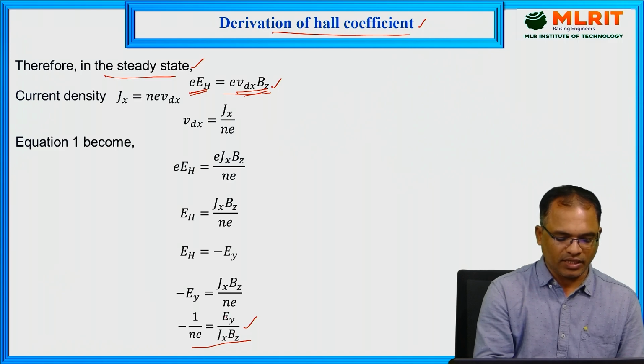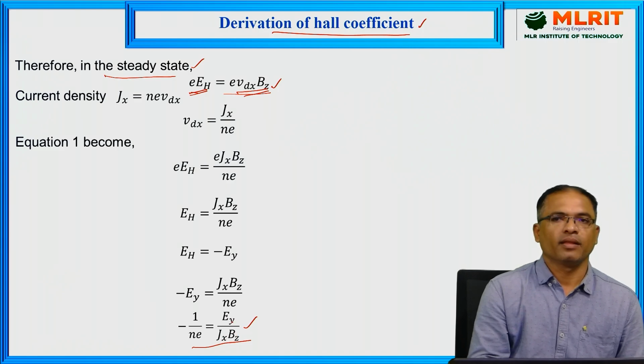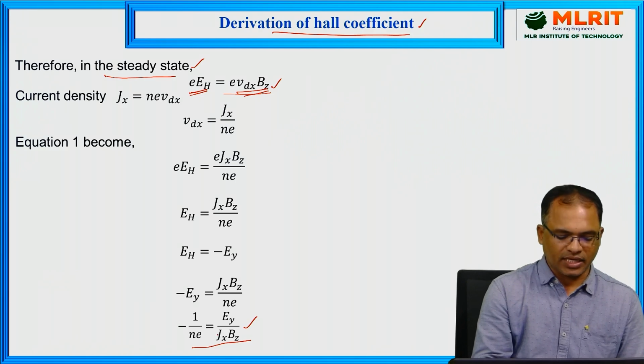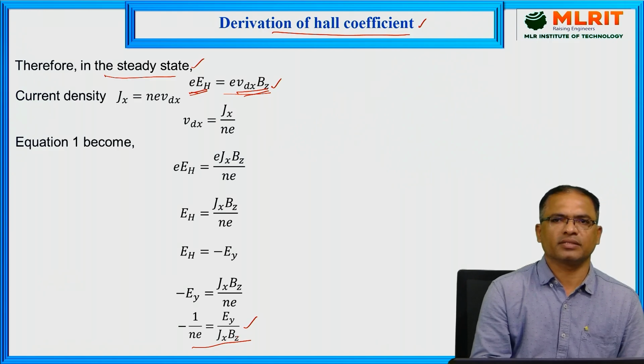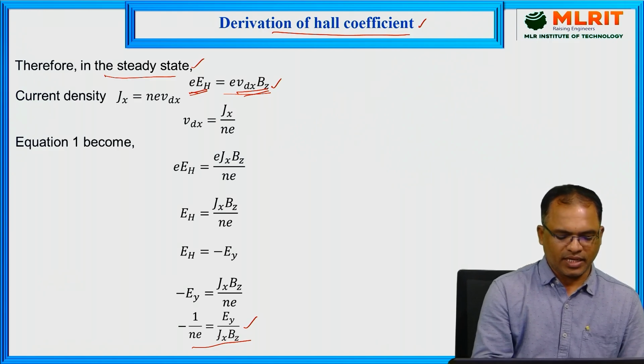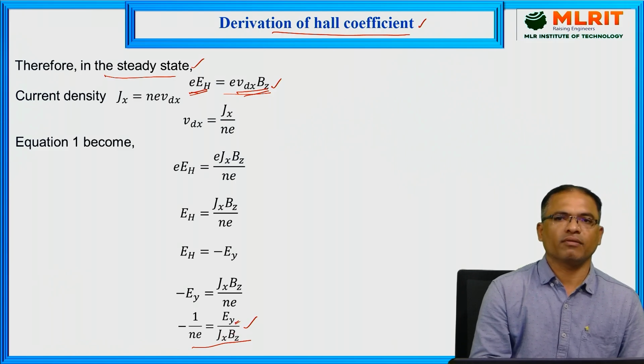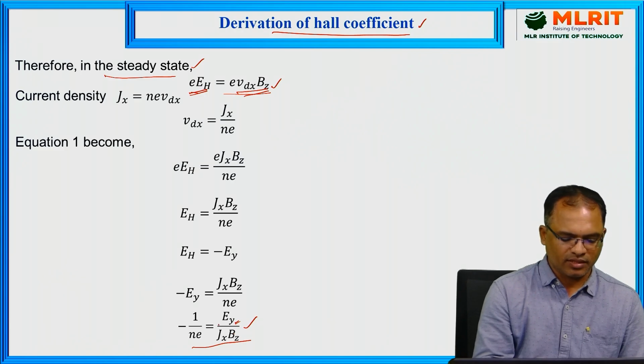So, what is Ey here? Ey is nothing but electric field or voltage which is created along y axis. Jx is nothing but current density along x axis, and Bz is nothing but magnetic field along z axis. So, current is flowing along x axis, magnetic field is applied along z axis. As a result of that, voltage is developed along y axis. So, based on this, finally we will get one expression, minus 1 by Ne equal to Ey by Jx Bz.